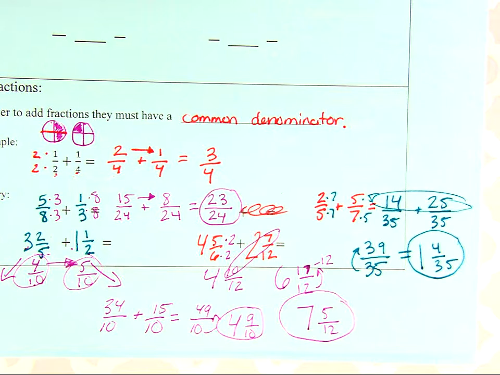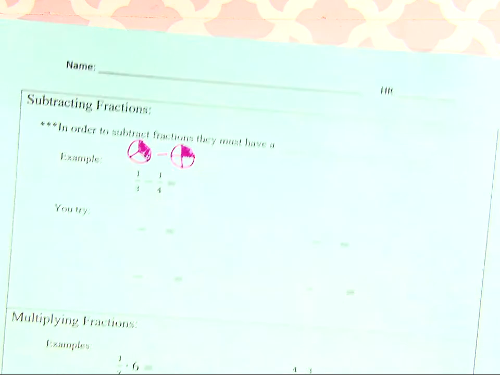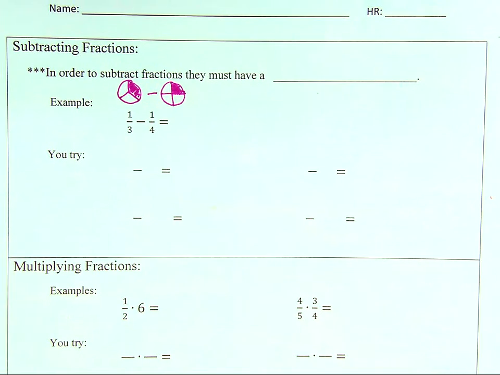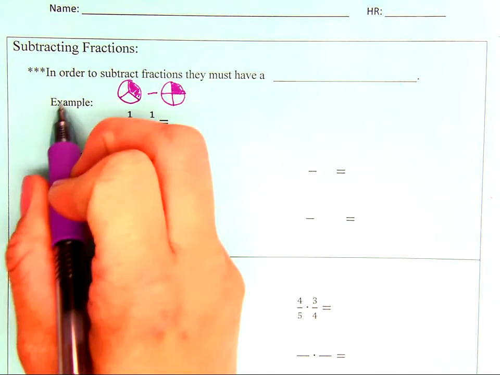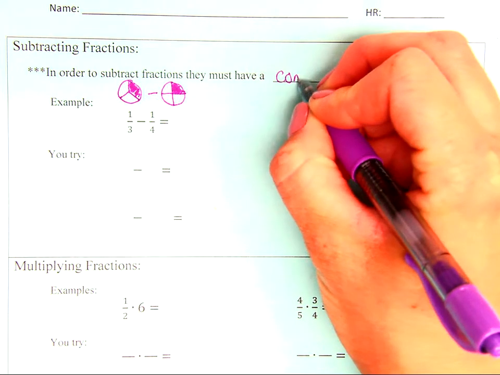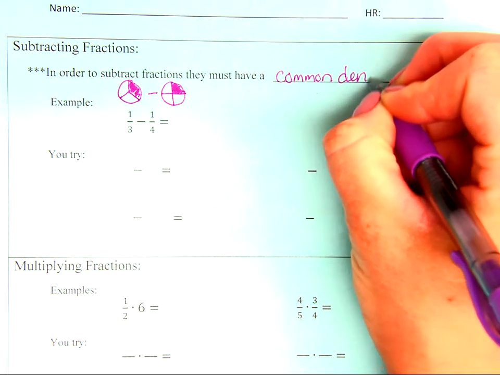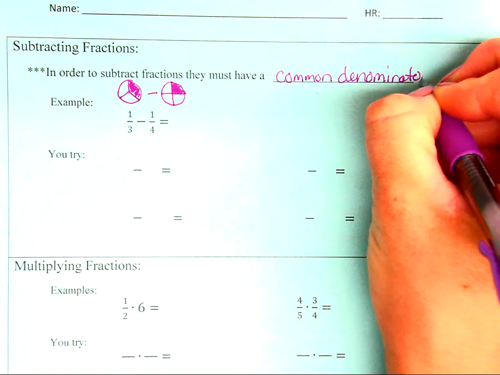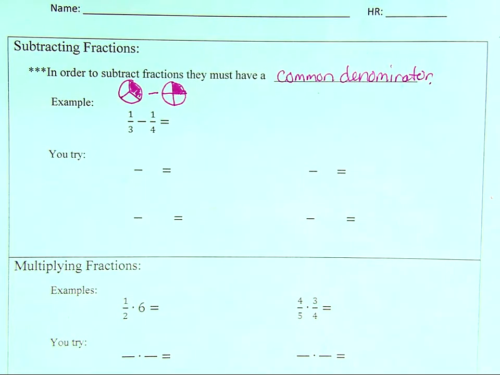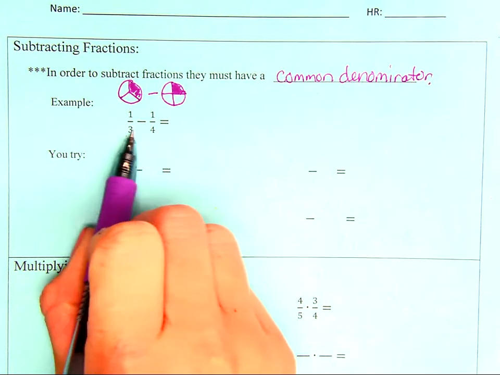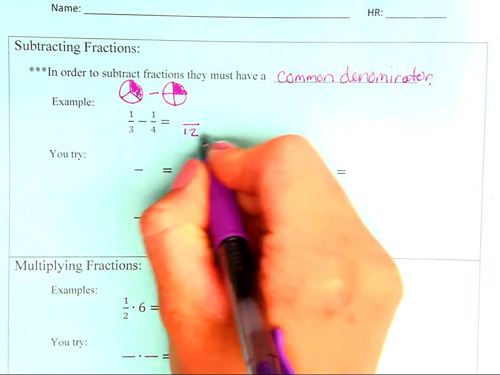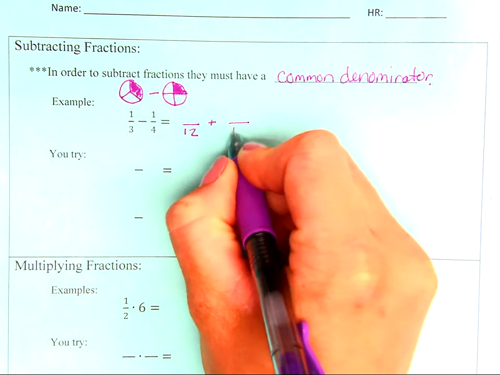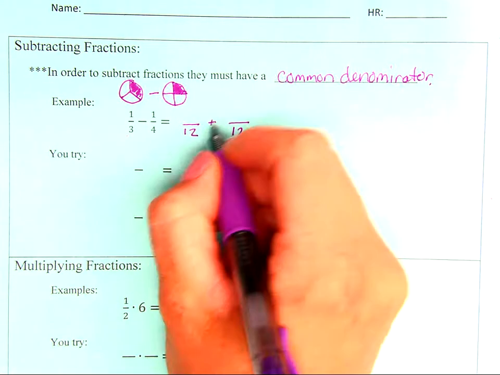Good, let's flip the page to look at subtraction. So same thing, in order to subtract fractions, we also need a common denominator. Okay, so adding, subtracting, always need common denominators. So 3 and 4, I'm going to use 12. Okay, 24 would work also if you like to use 24. Oop, and this is subtraction, not addition.